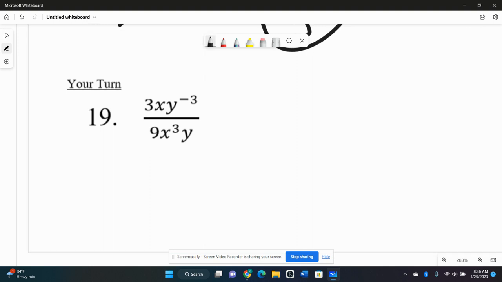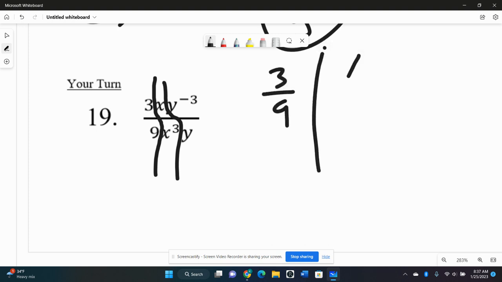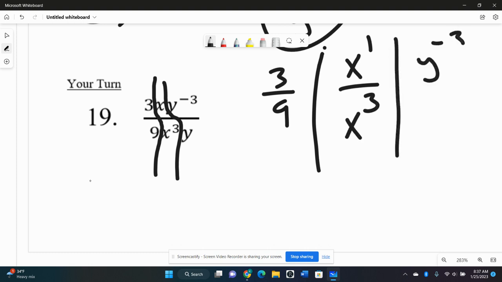So lastly, for number 19, this looks a lot harder than it actually is. I'm going to break this up into 3 mini problems. Keep my numbers together, so 3 over 9. Keep my x's together, so x to the 1st over x to the 3rd. And then keep my y's together. Y to the negative 3 over y to the 1st.